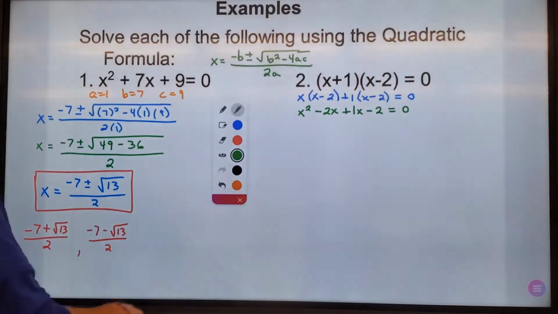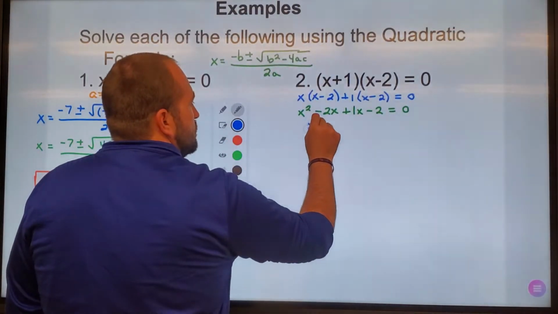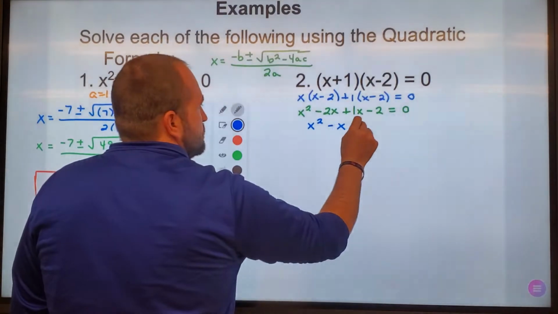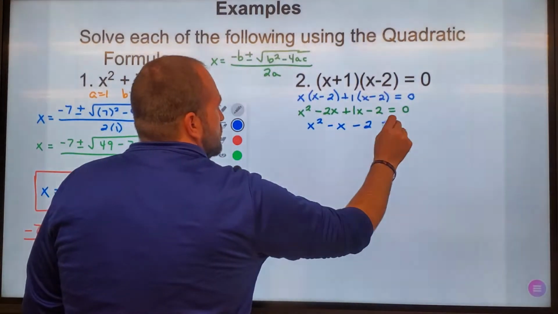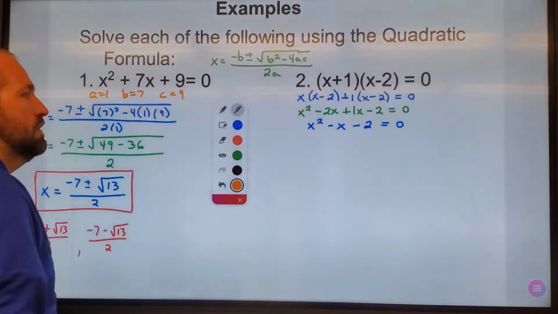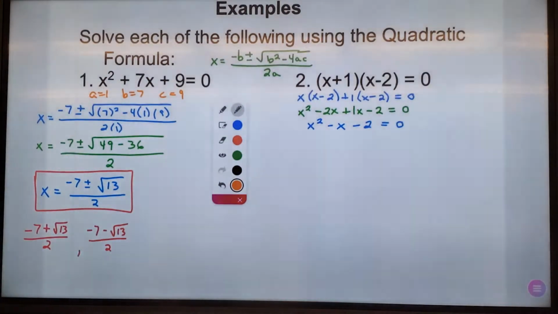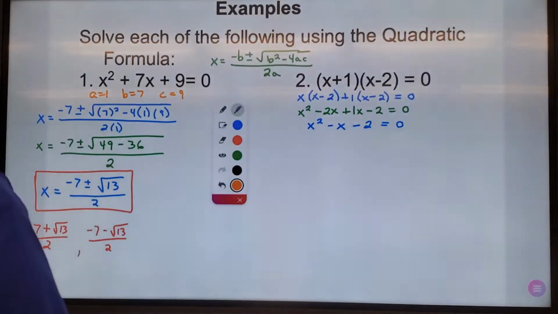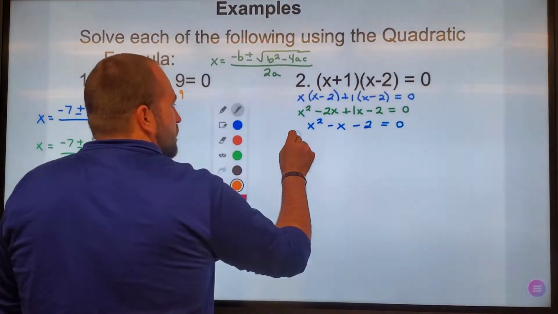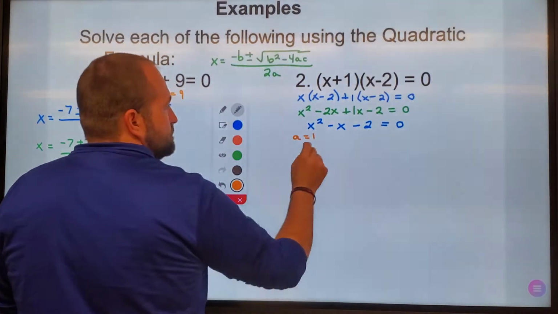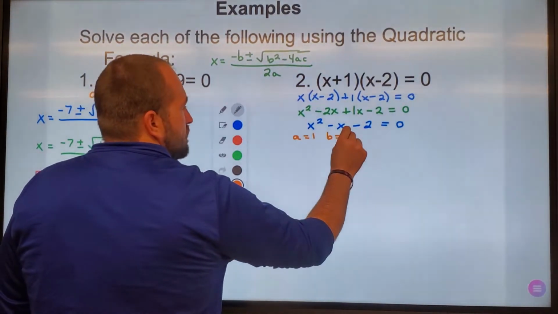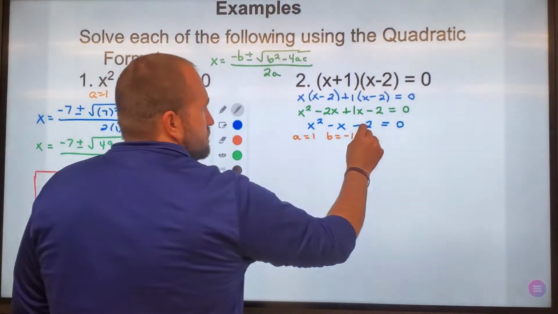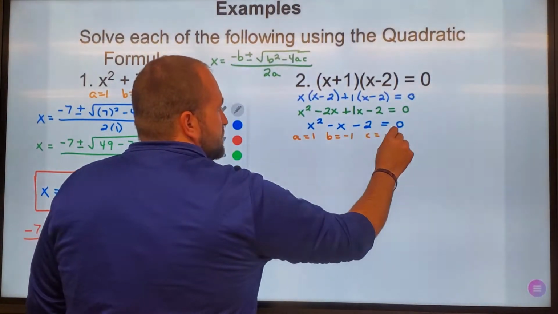Combine then those middle terms. We have x squared minus x minus 2 equals 0. Now, the left-hand side is in standard form. The right-hand side is a 0. So I can go ahead and continue my process. The value of a is 1. The value of b is negative 1. And the value of c here is negative 2.